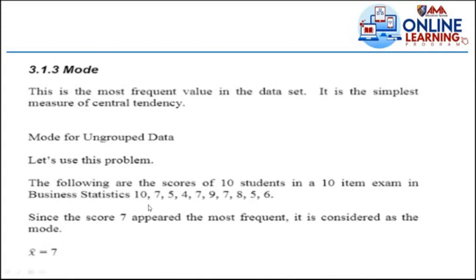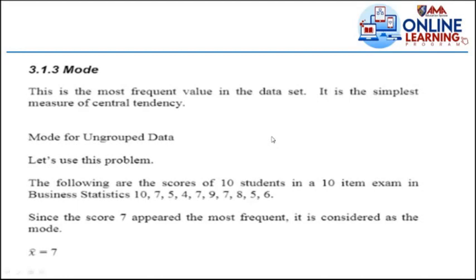So if we look at what is said here, the most frequent element. Looking at it, the 7 repeated 3 times. The 5 appeared 2 times. So with that, we can conclude that the mode for this data set is equal to 7, because it is the score that appeared the most times. So with that, you can now see the difference between how you are going to compute your mean, median, and mode.